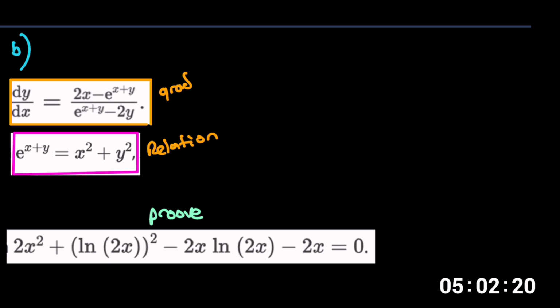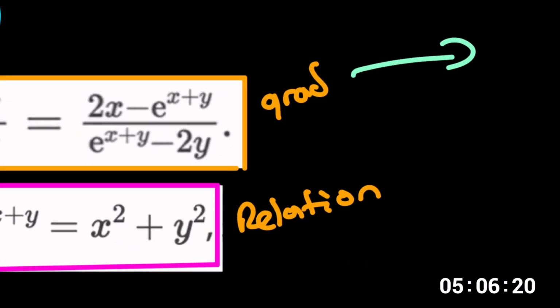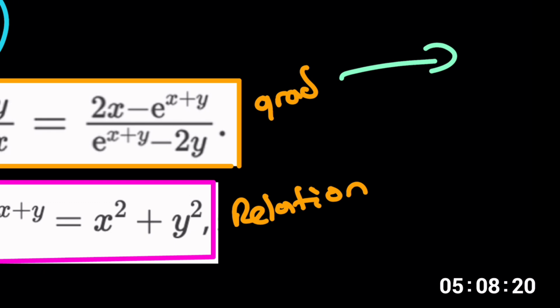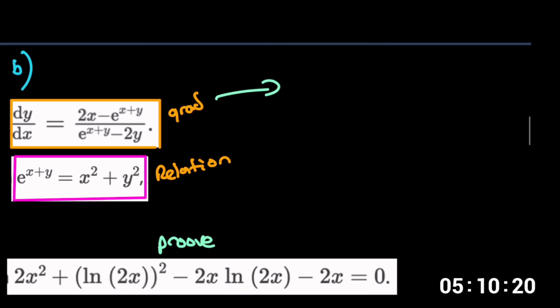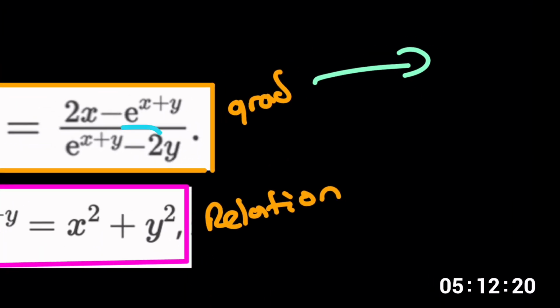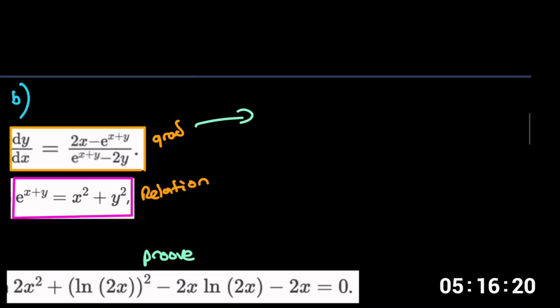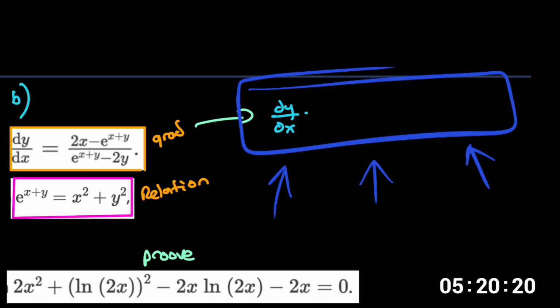In the gradient function, if the gradient is 0 at that point, we need to set either the numerator or the denominator to 0, and it will definitely be the numerator. The reason being, if you set the denominator to 0, you'll get something divided by 0, which is undefined, which is not what we're looking for. We're looking for when dy by dx is equal to 0, so we need to set the numerator to 0. That will be 2x minus e to the x plus y equals 0.